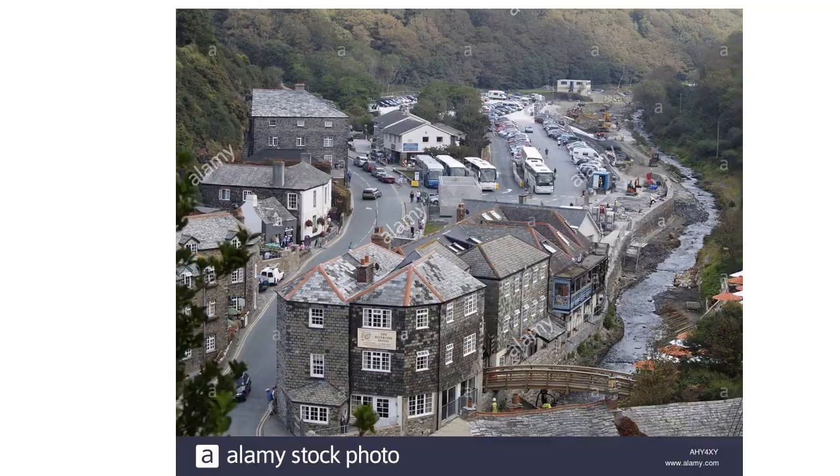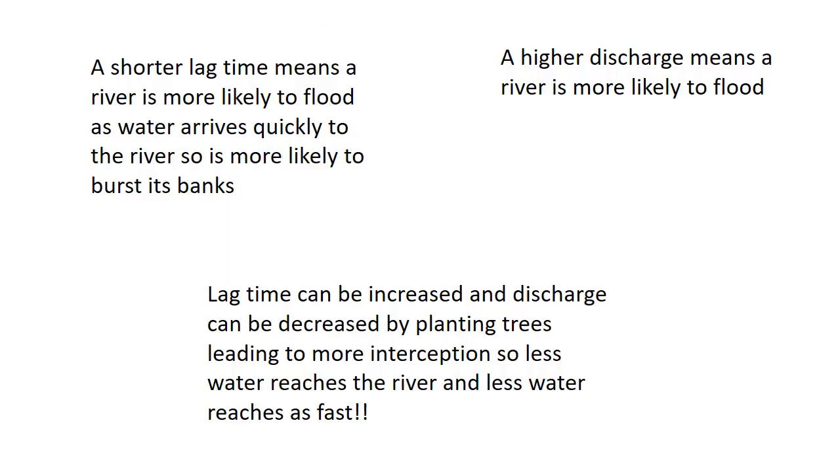So just a quick summary of flooding here. A shorter lag time means a river is more likely to flood because water will arrive at the river almost at the same time very quickly, so it's more likely the river will burst its banks. A higher discharge means a river is more likely to flood because simply there will be more water in the river. Just something to come back to in the River Valency case study in the future.